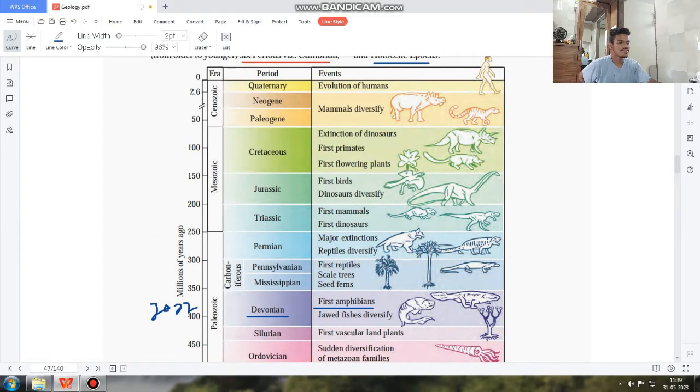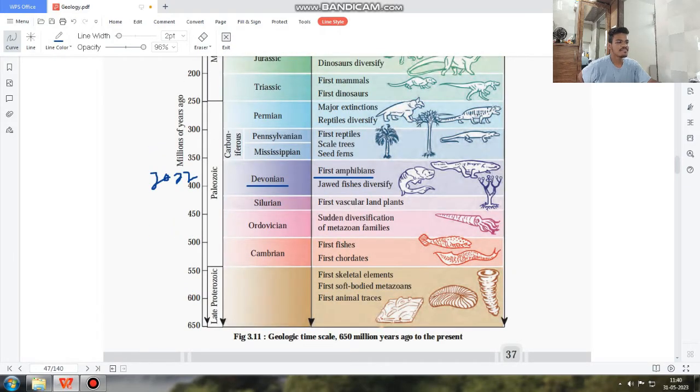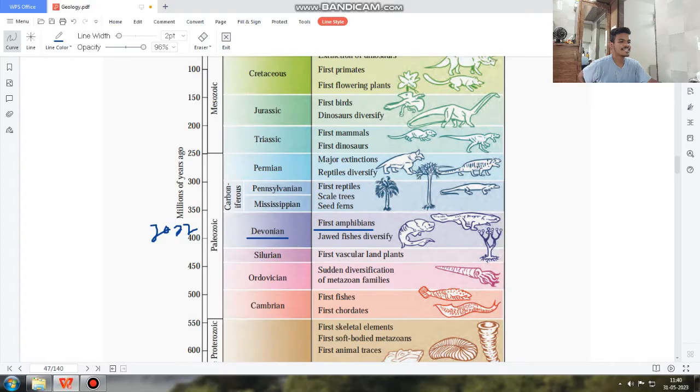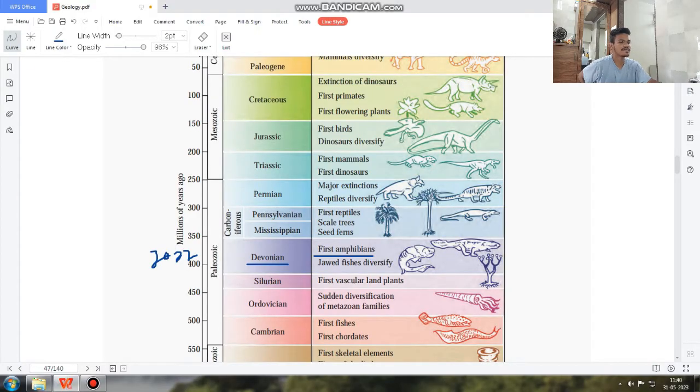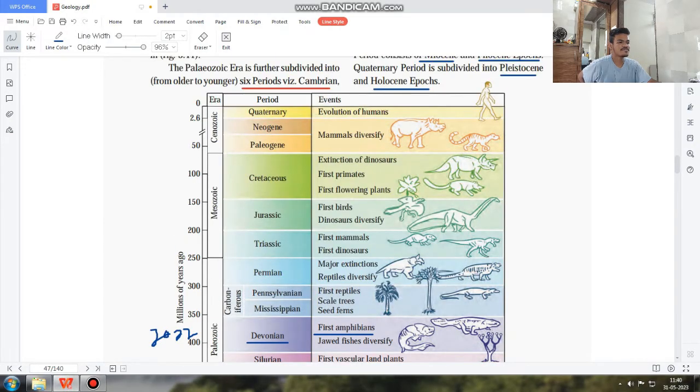Cambrian में first fishes, first chordates. Ordovician में this was there. Silurian में this. Carboniferous में 2 are there: first reptile, scale trees, seed ferns. Permian में major extinction, reptiles diversified. Triassic में first mammals, dinosaurs. Jurassic में dinosaurs diversified. Cretaceous में this extinction, first flowering plants, first primates.